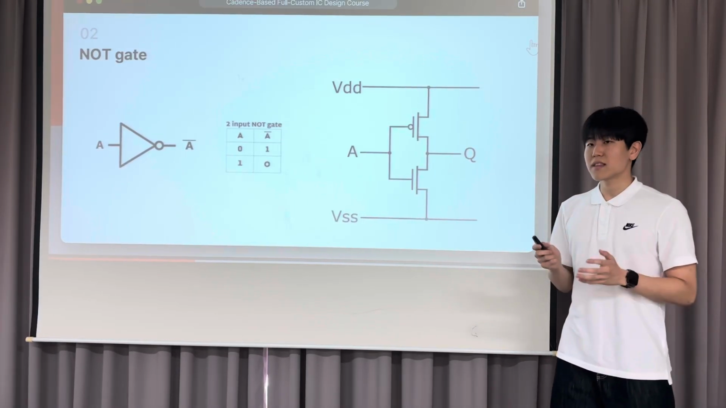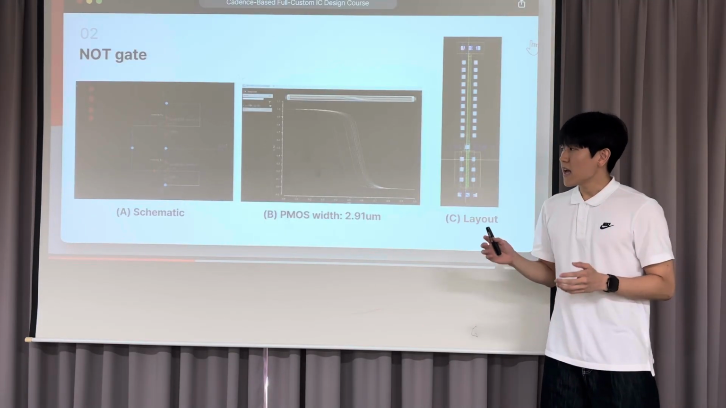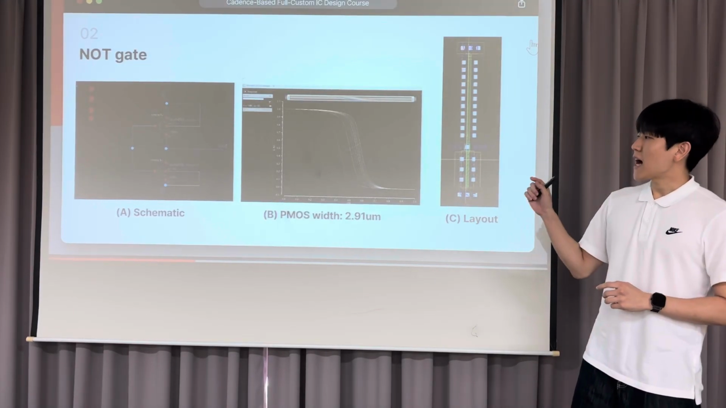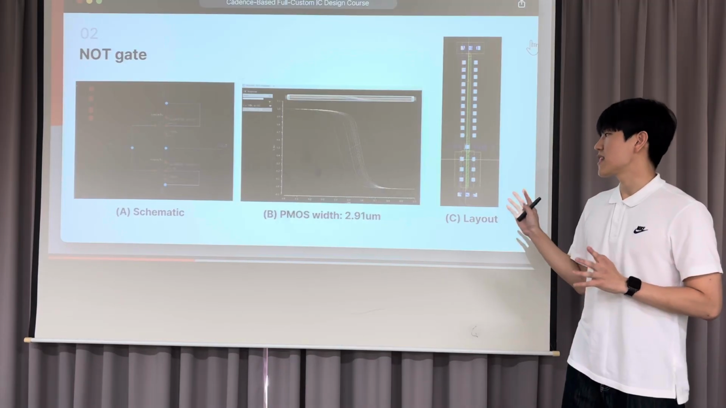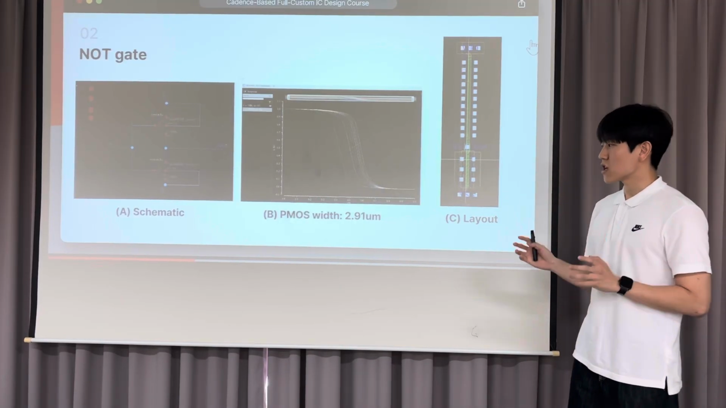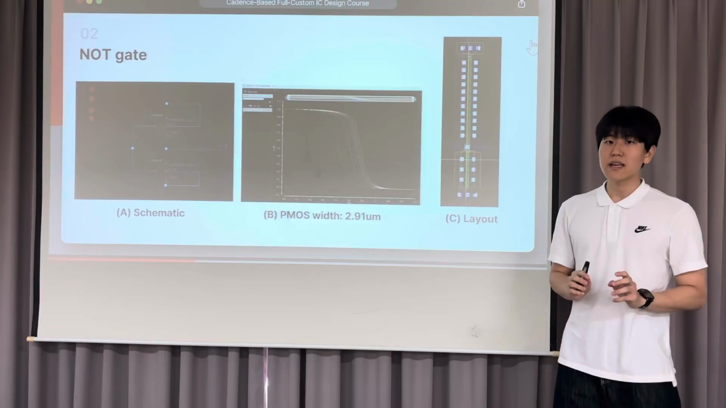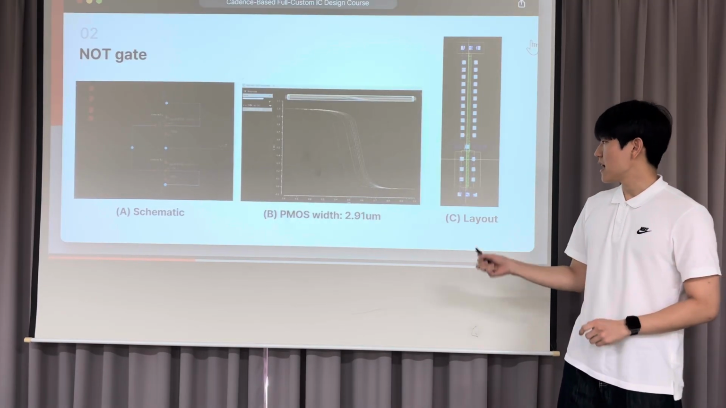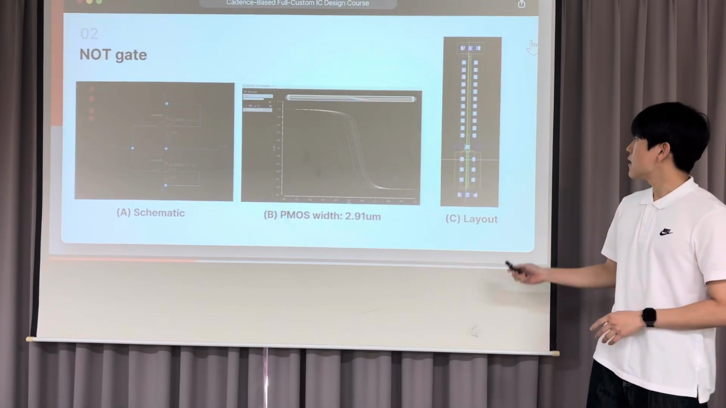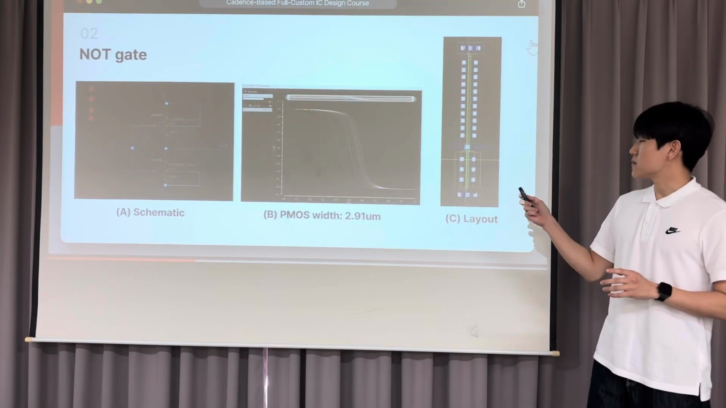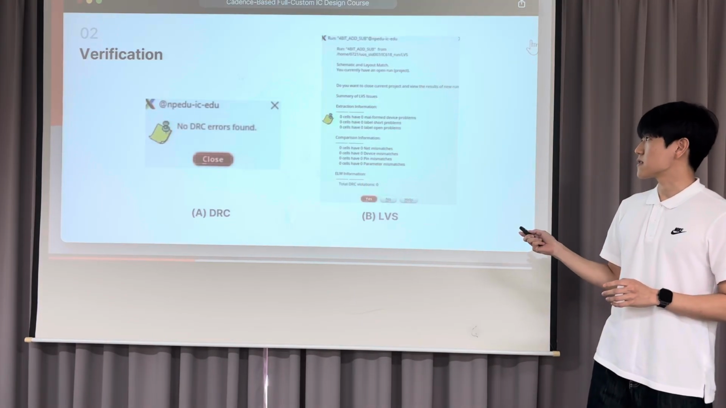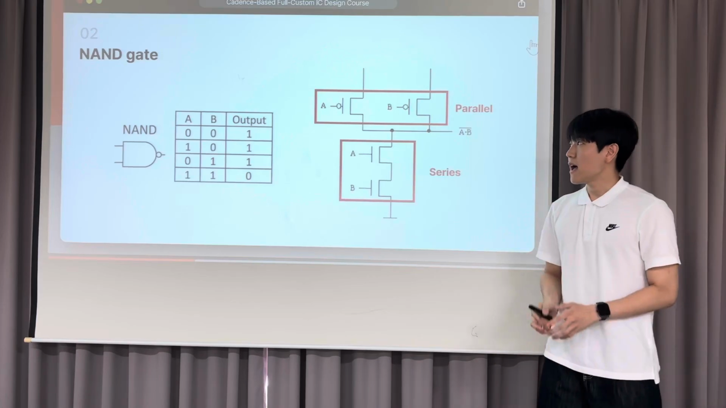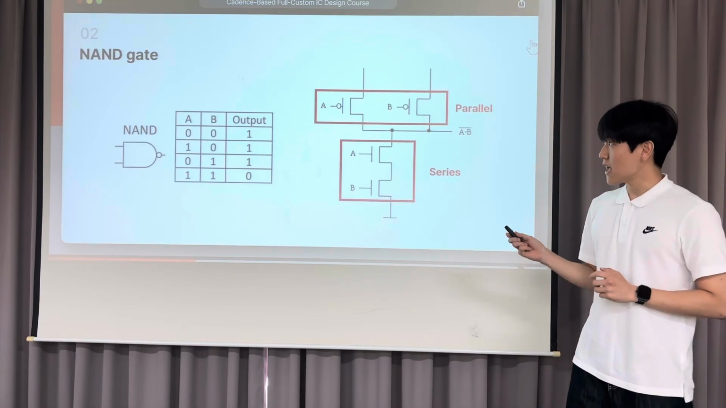So let's start with the NOT gate. In each digital gate, I drew the schematic first, and then I simulated to determine the optimal PMOS width for the ideal switching point. Then I moved to layout and verified both DRC and LVS. And then we can check the NAND gate.